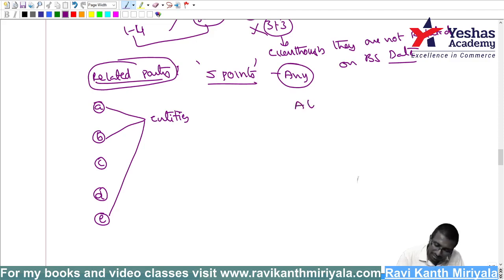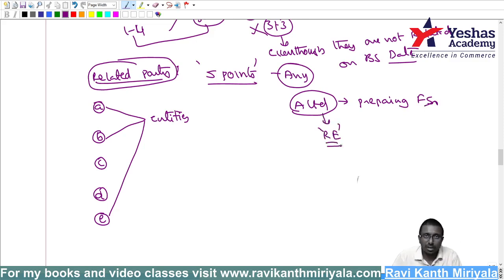First I will say A Limited is there. A Limited is the entity which is preparing financial statements. What do we call A Limited? We call A Limited the reporting entity. We are preparing the financial reporting, we are doing the financial statements. That's why we call it the reporting entity. So now you have to think who is related or not related from the angle of A Limited.